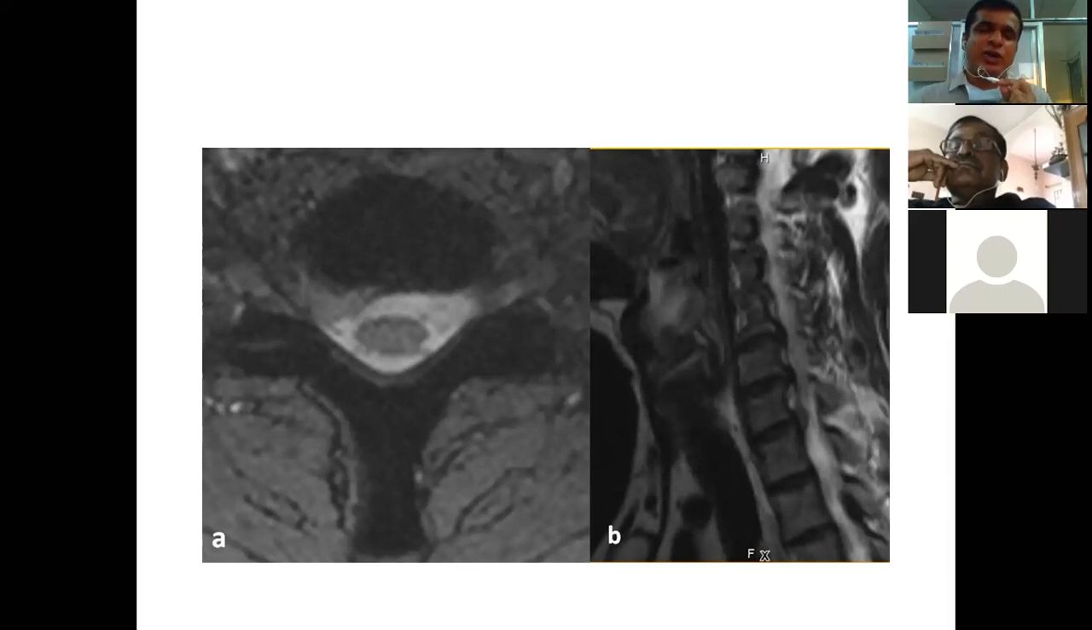You can see a bright intensity here. On the contrary, in the case of the right side, what happens? There is a hypo-intense zone seen. So this is the disc prolapse.